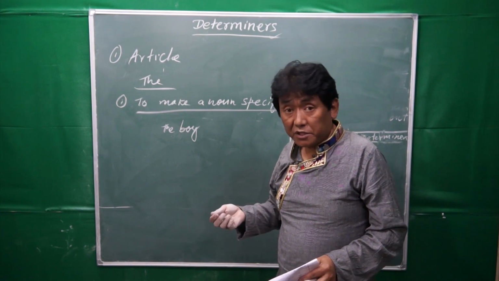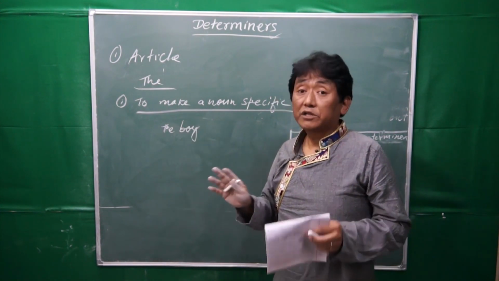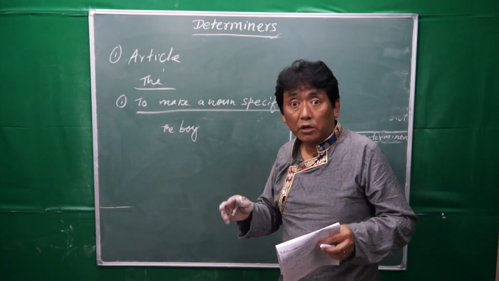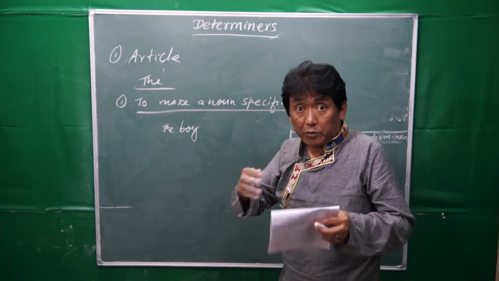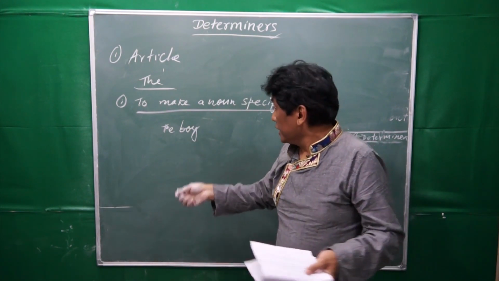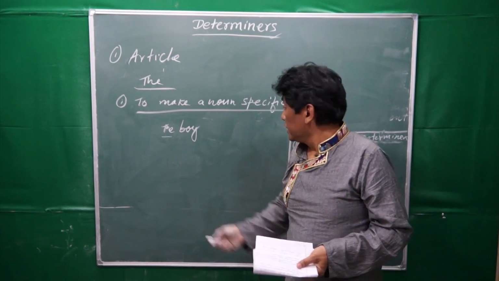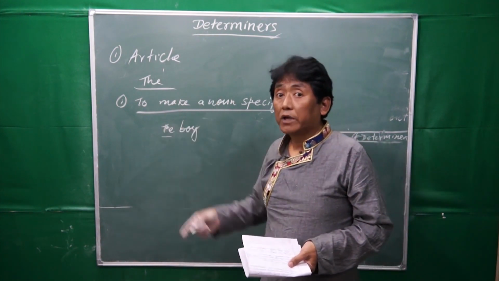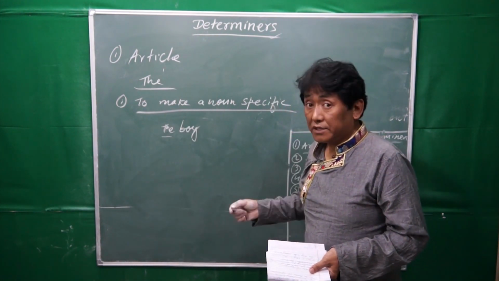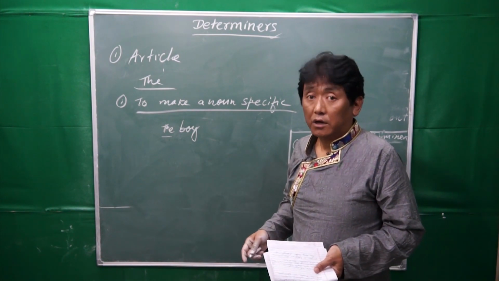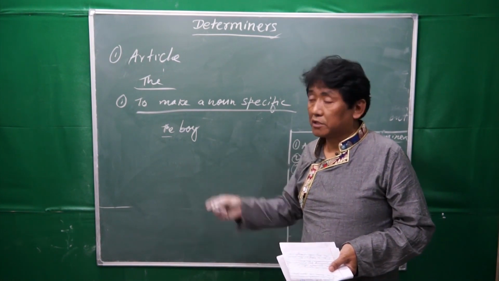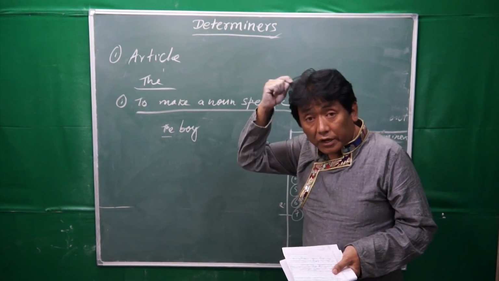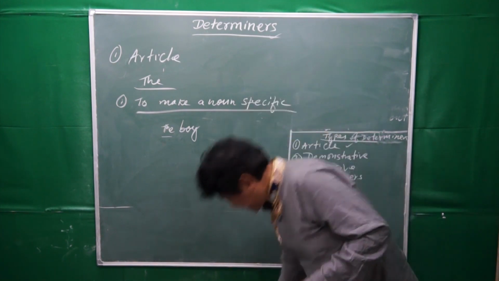That means I have not specified the boy. The boy whom I saw at the school gate may be different from the boy whom I saw wearing a red cap. So there may be two boys, right? So that is why this the makes a lot of difference. The makes that boy specific. And when I say, I saw a boy at the school gate, and the next sentence, the boy was wearing a red cap, I'm talking about the same boy whom I saw at the school gate and who was wearing a red cap. Okay, that is rule number one.